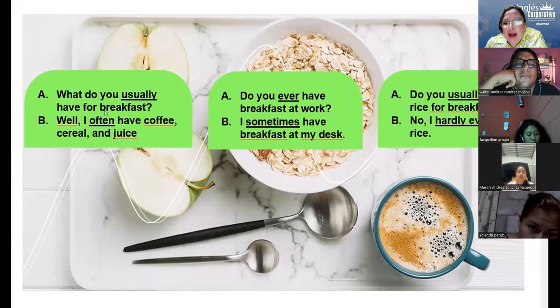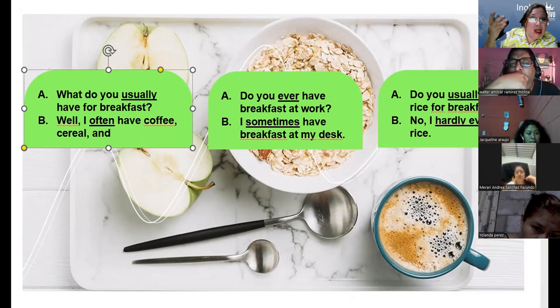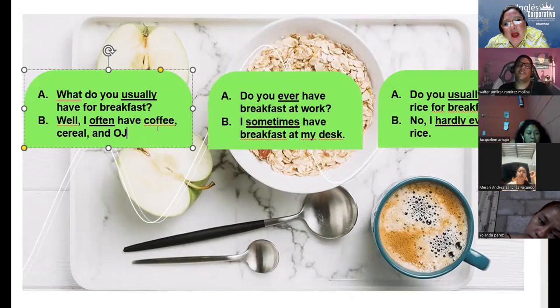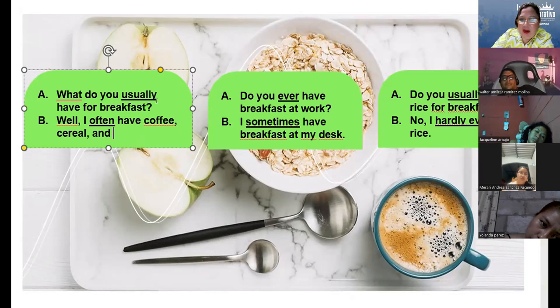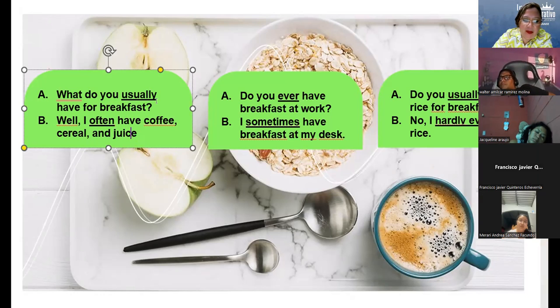Well, I often have coffee, cereal, and juice. El juice lo conocemos como OJ. Okay? OJ. Si es de naranja, nada más. Si es de naranja, decimos OJ. All right. What do you usually have for breakfast? Well, I often have coffee, cereal, and OJ. Okay. OJ es cortito para decir orange juice. Ahora, si es de otro jugo, se puede decir AJ. AJ. Apple juice. Podría ser, yes. Pero no, OJ nada más, el orange juice. De ahí los demás jugos, juice. Nada más.